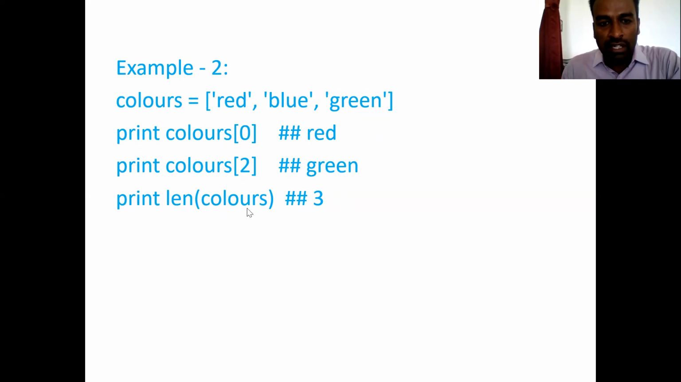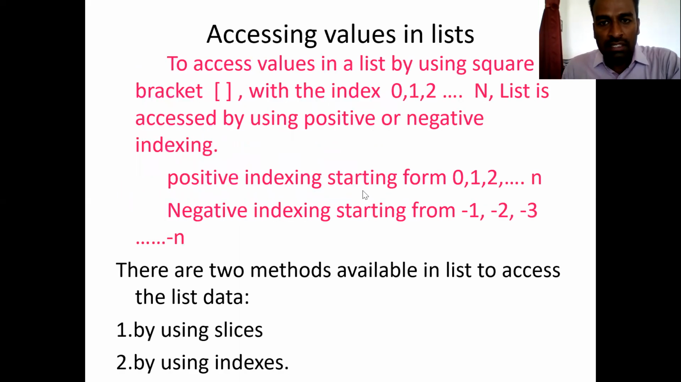What is the length of the colors? What is the actual length of this colors list? Totally 3. How to access a value in a list? To access values in the list, we use square brackets with the help of an index value, using either a positive or negative index. The positive index starts from 0 to n, and the negative index starts from -1 up to -n.